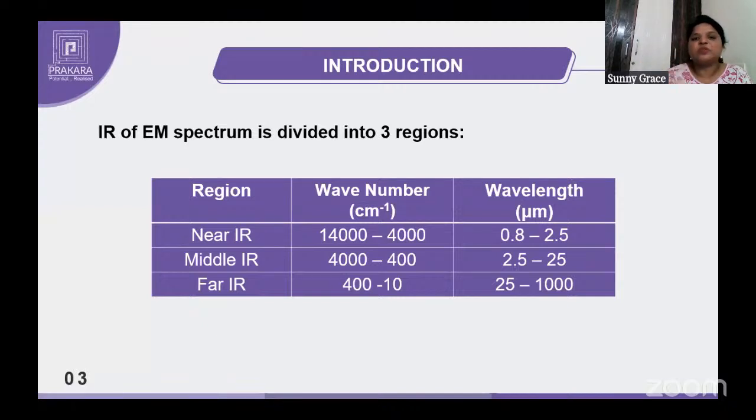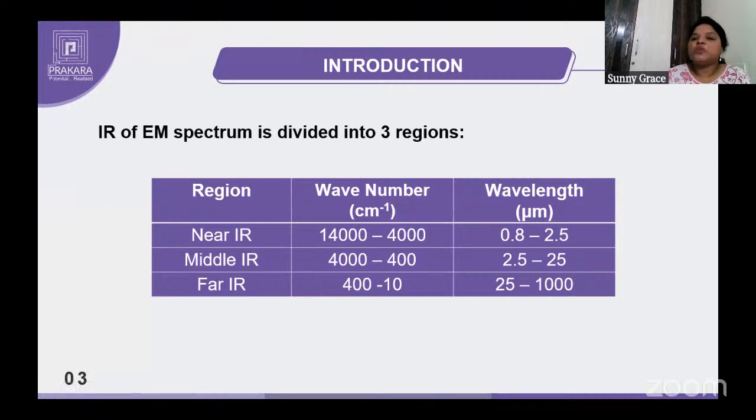That is the reason, because we are taking wave number on the x-axis. Okay, so here we are having three different regions. Near IR ranges from 14,000 to 4,000 centimeter inverse, and in wavelength it is 0.8 to 2.5. And coming to the middle IR region, we are having wave number from 4,000 to 400, and wavelength is 2.5 to 25. So this is the most important region, middle IR region, which is again subdivided into two regions, that is group frequency region and functional group region.